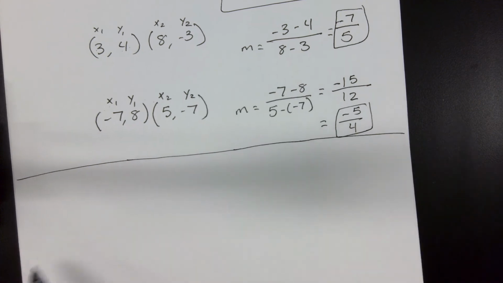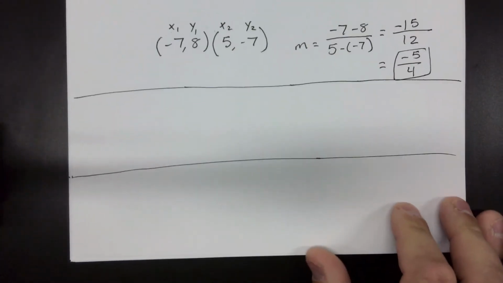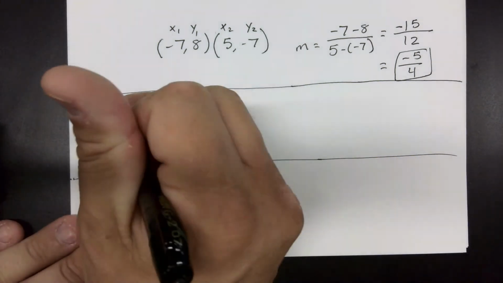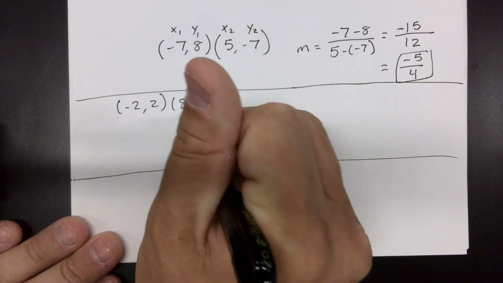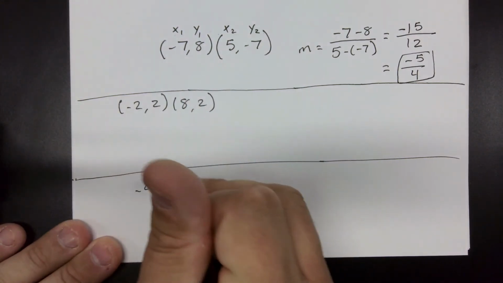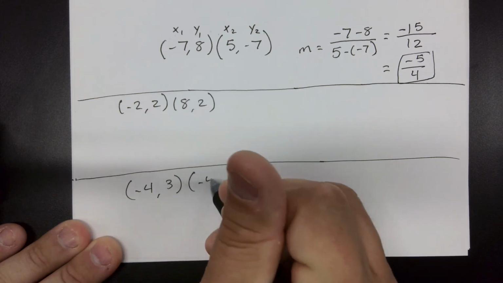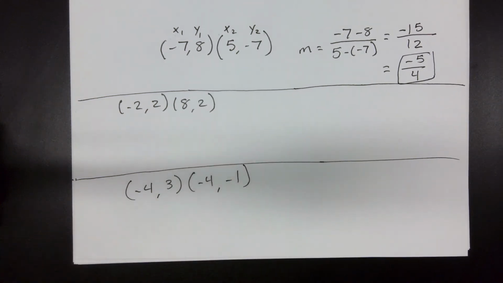And I'm going to write them both out, and I'm going to put them both right here. Okay? So the first one, negative 2, 2, 8, and 2. And the bottom one, negative 4, 3, negative. They're two different problems. So we're going to do the top one first. And these better be inside your journal.